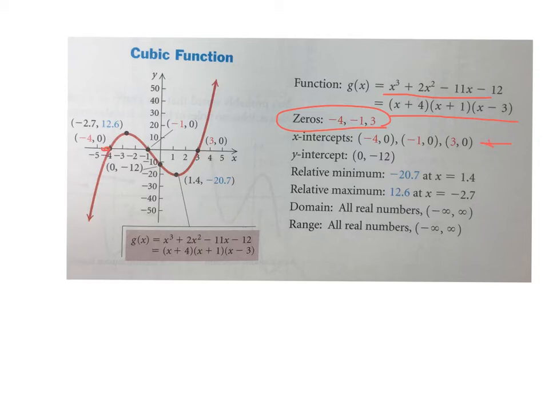There's an x-intercept at -4, 1 at -1, and 1 at 3. The same thing as your zeros were. They're the same thing. The y-intercept, again, is the constant term at the end. It crosses the y-axis at -12, right there.